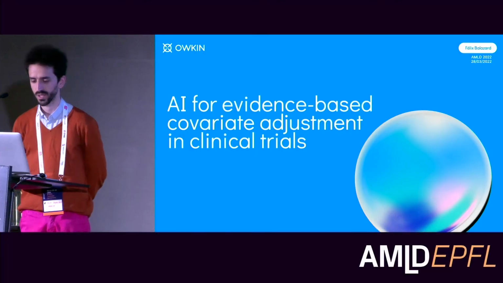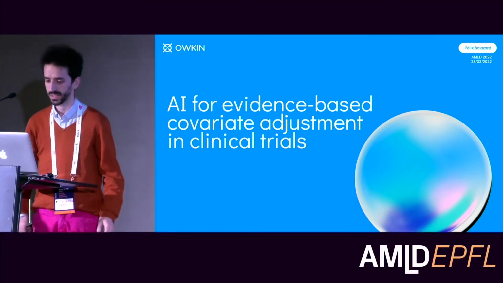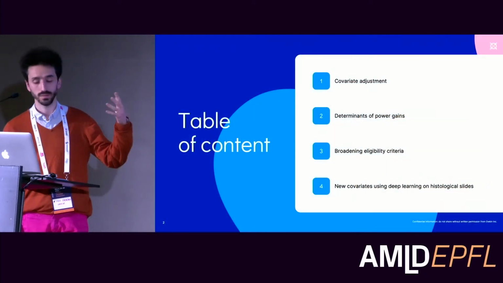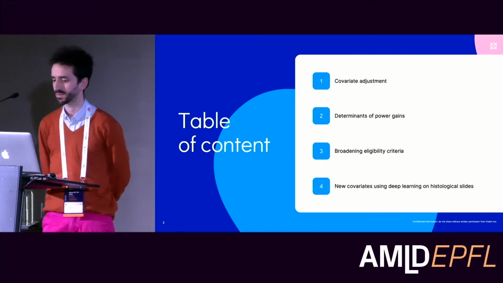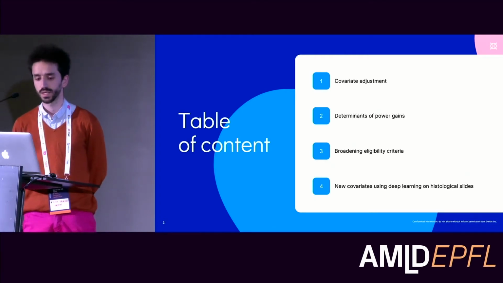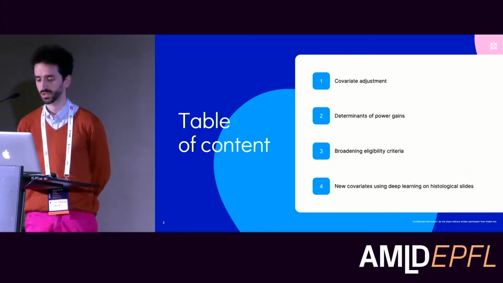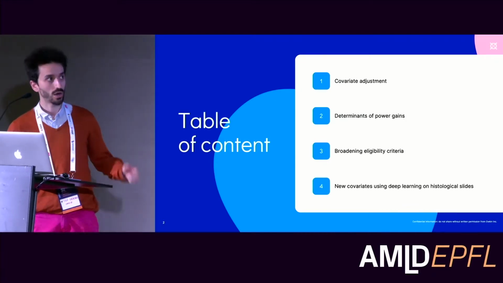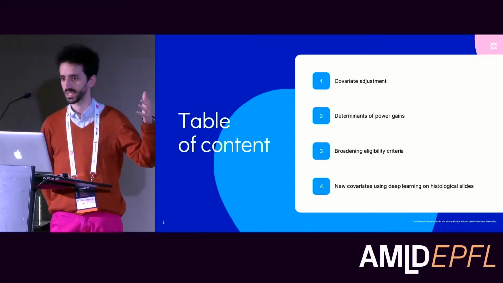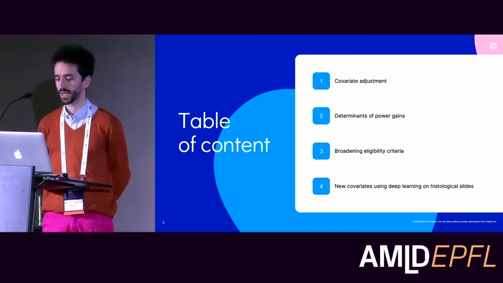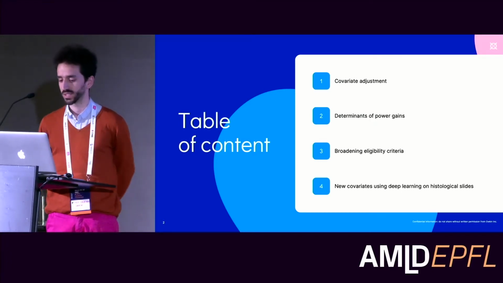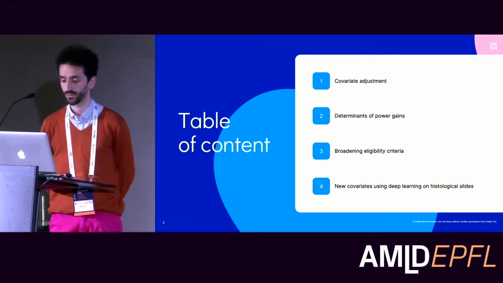Félix Balazard, talking about AI for evidence-based covariate adjustment in clinical trials. So first, I'll talk about the concept of covariate adjustment in clinical trials. Then I'll discuss what the determinants of power gains from covariate adjustment are, how covariate adjustment can help broaden the eligibility criteria of clinical trials, and the opportunity represented by new covariates using deep learning on histological slides through covariate adjustment.